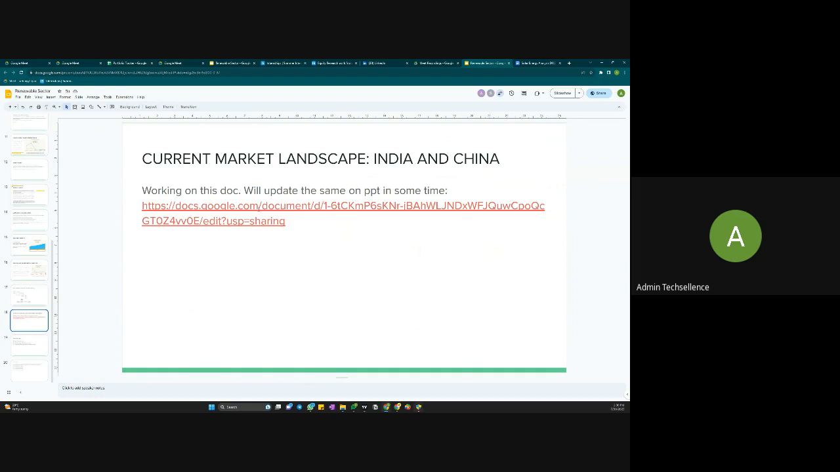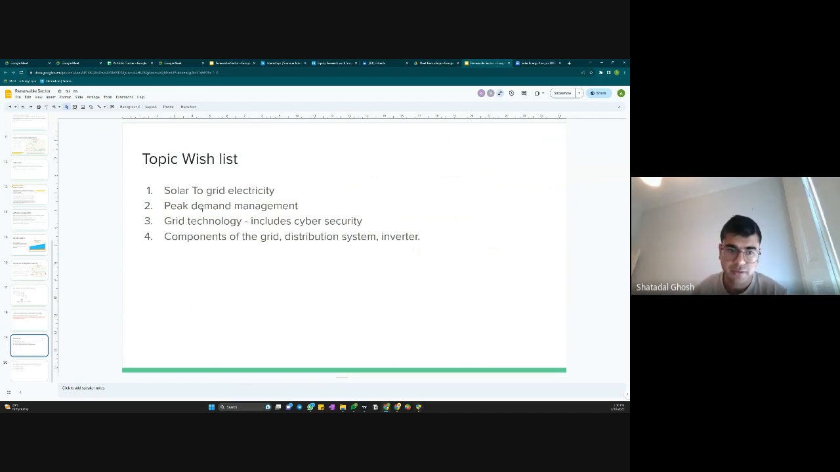Okay, so this is something which Ashutosh is maintaining. This is his working document. We can look into it, but it's okay. He said that he's going to use this and work on this one, and then push those items which are ready into these slides. Okay, perfect. And then this is my wish list.